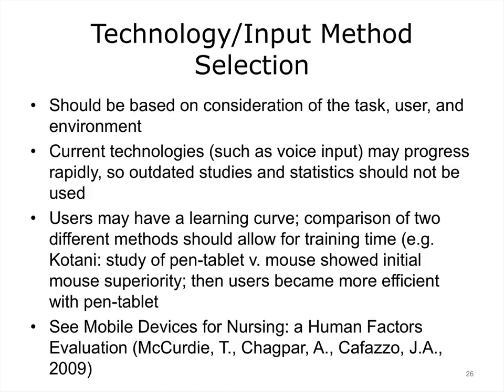Input method selection should be based on consideration of the task, user and environment, keeping in mind that current technologies can progress rapidly, so that outdated studies and statistics should not be used. Users may have a learning curve, which can affect initial comparisons of two different methods, so allowance should be made for training time. In some cases, study of two different methods showed one to be faster than the other initially. Then, with training or experience, the situation was reversed. Speed and accuracy of voice recognition increases with the use of software, so initial measurements can be misleading.